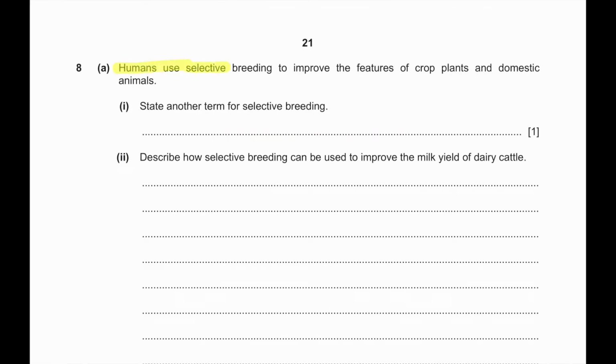Question 8a. Humans use selective breeding to improve the features of crop plants and domestic animals. State another term for selective breeding. So selective breeding can also be called artificial selection, because humans do the selection.